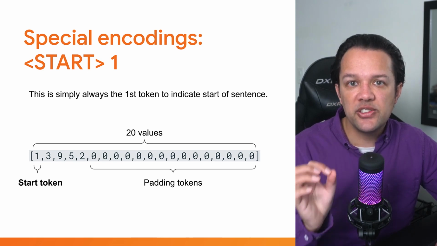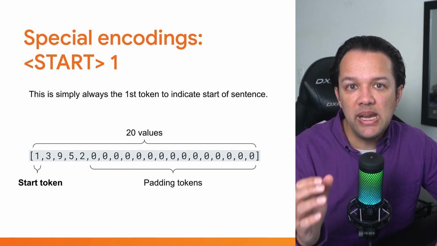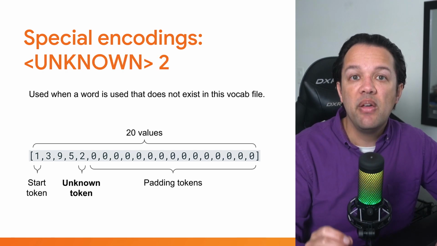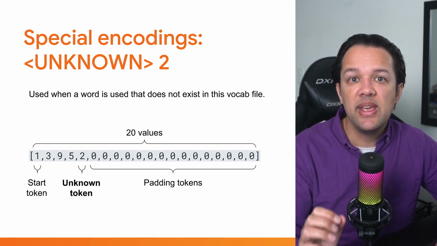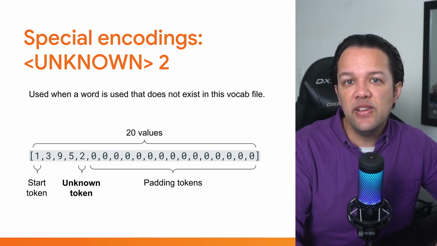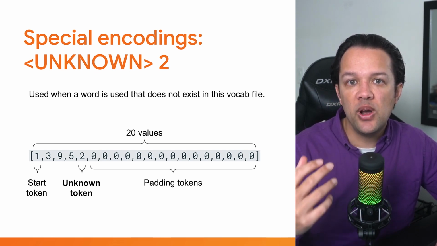Next, you have the start token, represented by the number 1. This is always the first token in the array. You'll notice in the example input shown that the array numbers start with a 1, which just defines the start of the sentence. The third special token to know about is the unknown token, represented by the number 2.